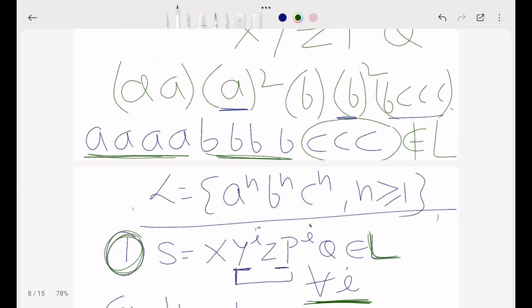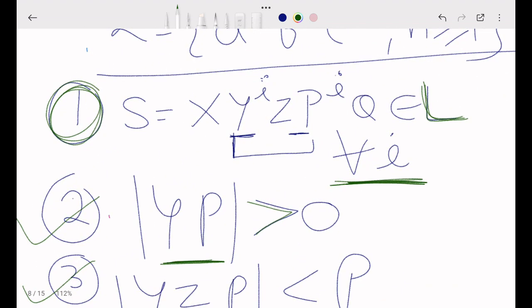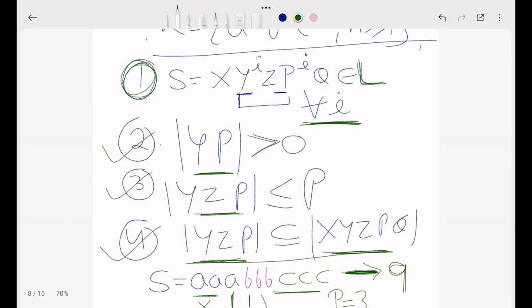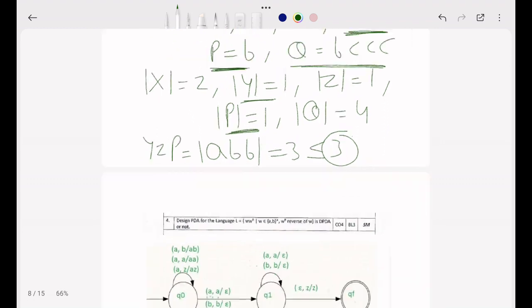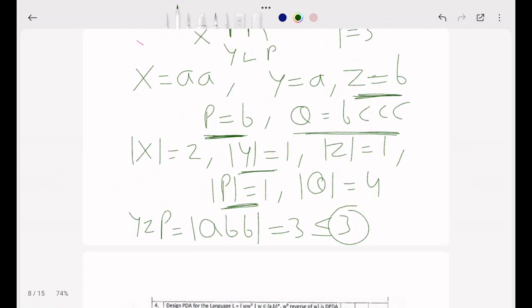And if you are able to divide the string in 5 parts, and if you find the string does not satisfy the 4 conditions, then this is not a context free language. I think you understand. If you go on YouTube, many people take the language from left to right, right to left, middle, something. No need, you have to find only one contradiction.